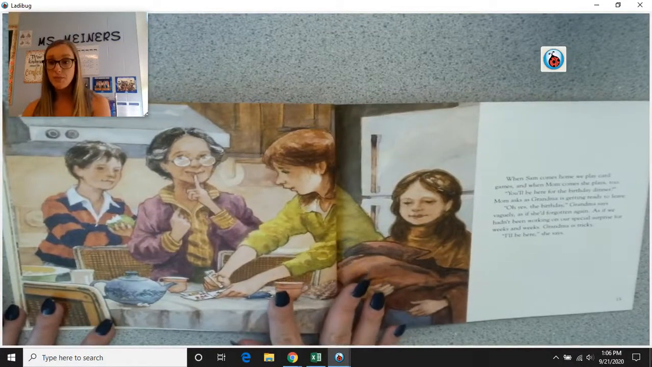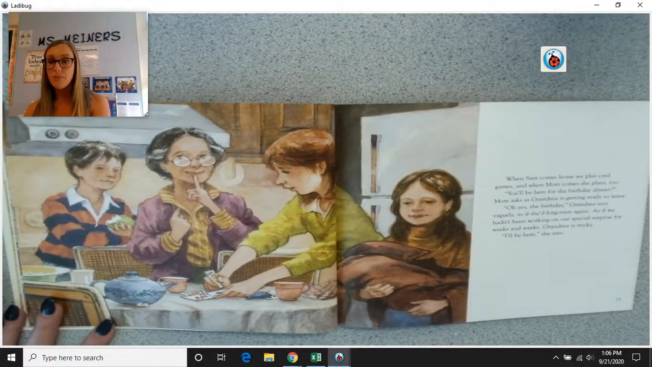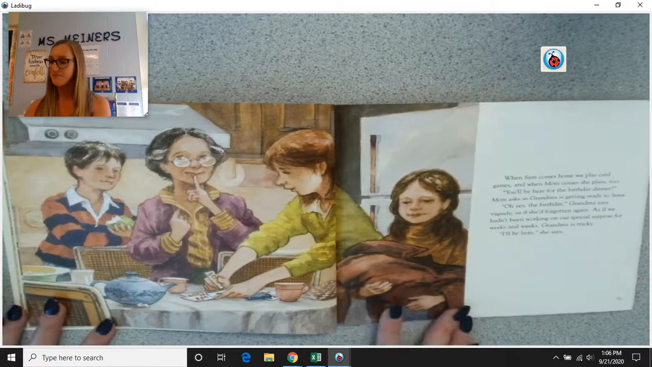When Sam comes home, we play card games, and when Mom comes, she plays too. You'll be here for the birthday dinner, Mom asks as Grandma is getting ready to leave. Oh, yes, the birthday, Grandma says, vaguely, as if she'd forgotten again, as if we hadn't been working on our special surprise for weeks and weeks. Grandma is tricky. I'll be here, she says.